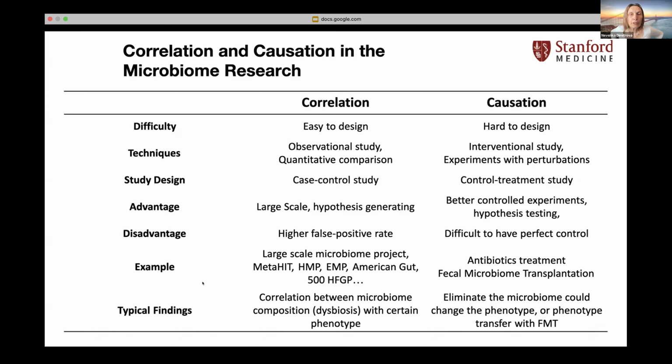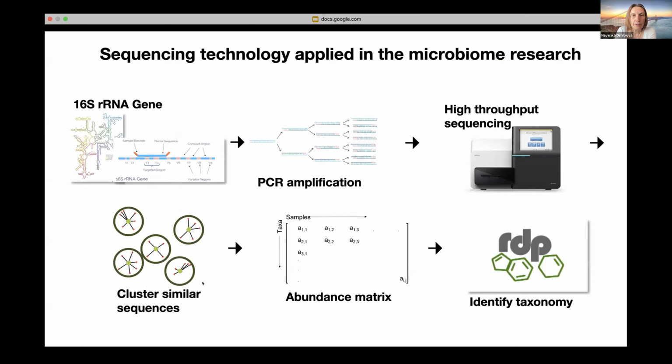What do we call phenotype? For example, someone with type 2 diabetes, that's what we call diabetes phenotype. Or say someone has taken antibiotics, the state of the gut microbiome after taking antibiotics would be considered a different phenotype.